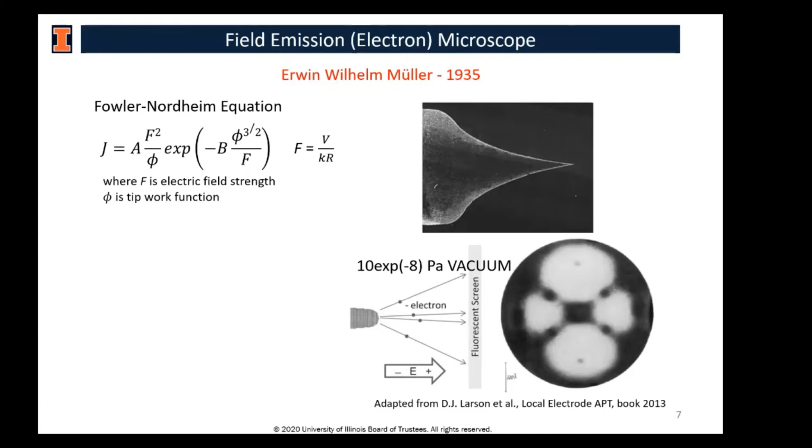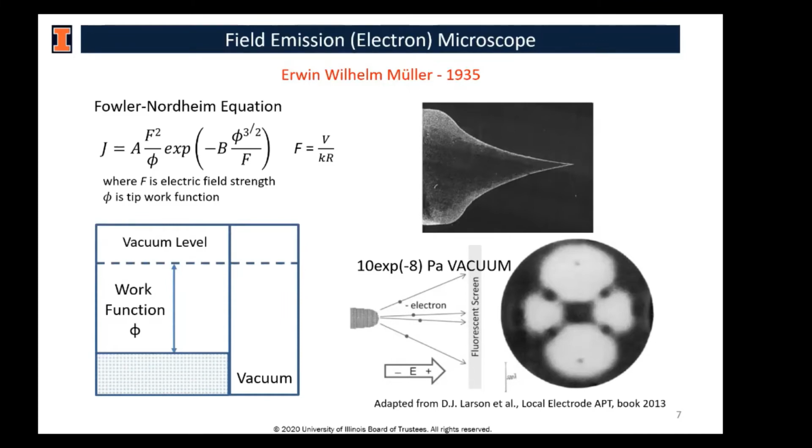So F, the electric field strength, is proportional to the applied voltage to the emitter and inversely proportional to the radius of the tip. So as you see on the right-hand side, right upper side, in most of the cases, actually in all of the cases, we're talking about very sharp needles as specimens.